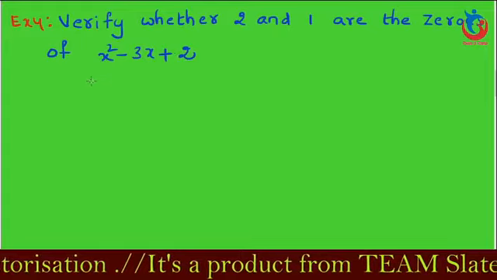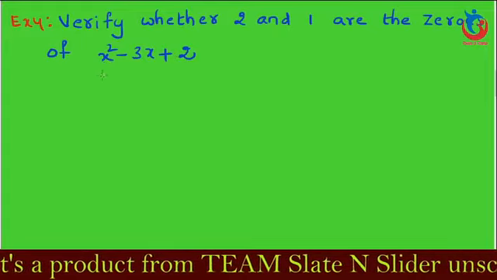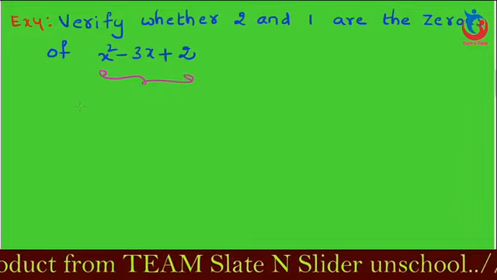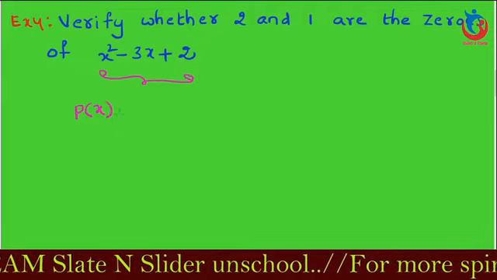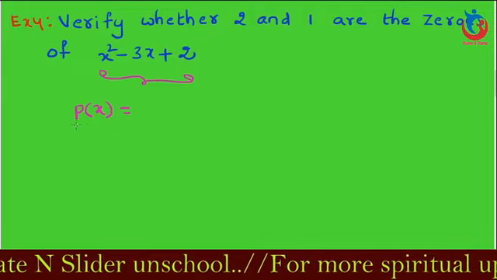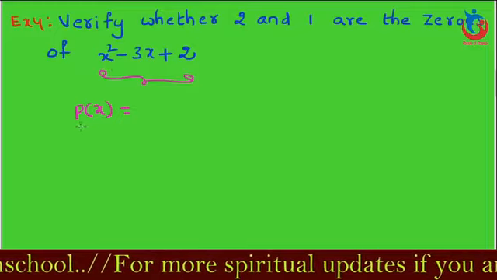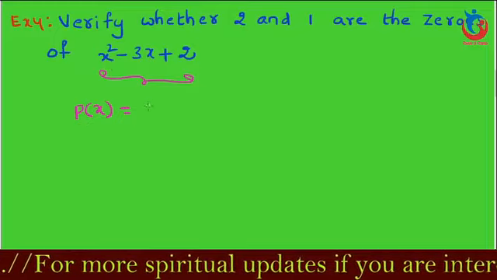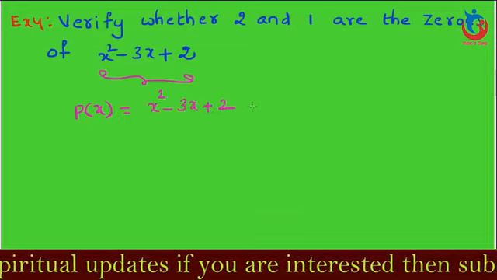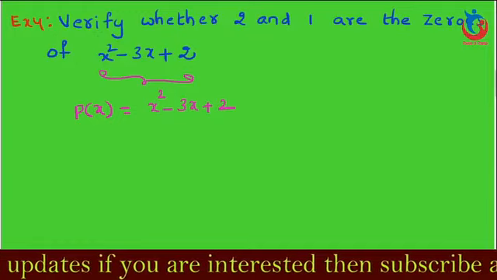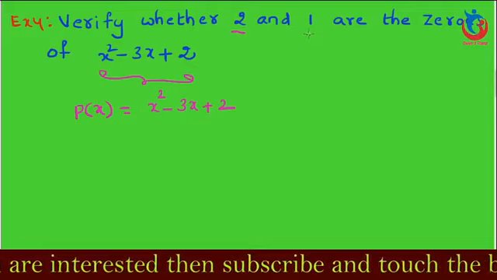So for this what will we do? Actually here we are verifying. So this is the polynomial. First of all we should suppose this polynomial as P of x. P means polynomial, x means variable. In this polynomial we have the variable x, that's why we are assuming it as P of x, that is equal to x square minus 3x plus 2. So what are we asked? We are asked to verify with 2 and 1.